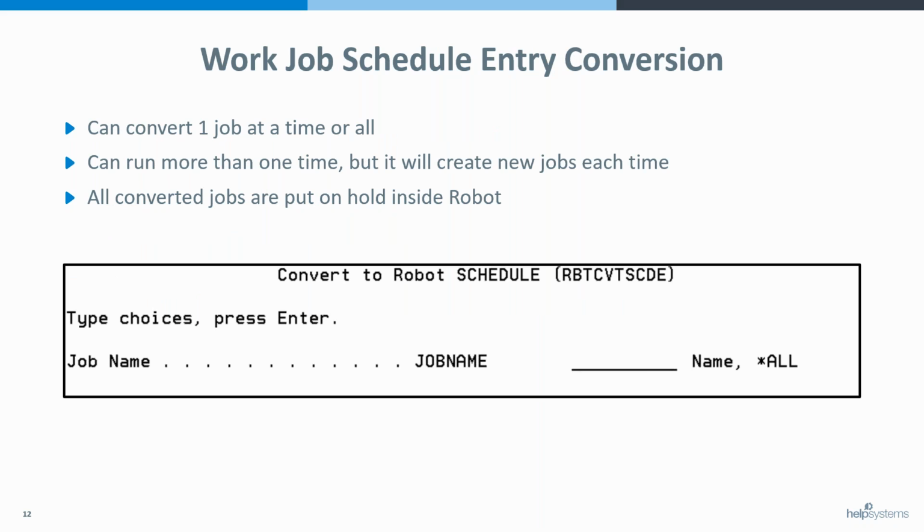Good point. Okay, so here's the command, RBT convert schedule. It's prompted. You can enter in a single job name, or you can say start all, and it will bring in all of your jobs into Robot Schedule. And like Tom said, it will bring them in on hold. And at that point, what you could do then is you could start modifying the jobs to add dependency processing, or to put them in a group job, or maybe there's a parameter that needs to be automated with one of our reserved command variables. So that's the idea. Very simple process.